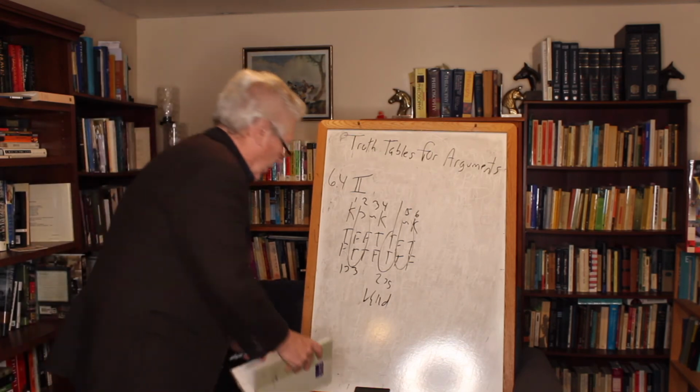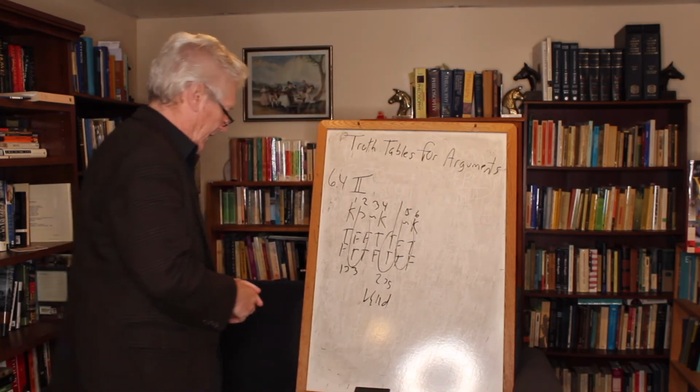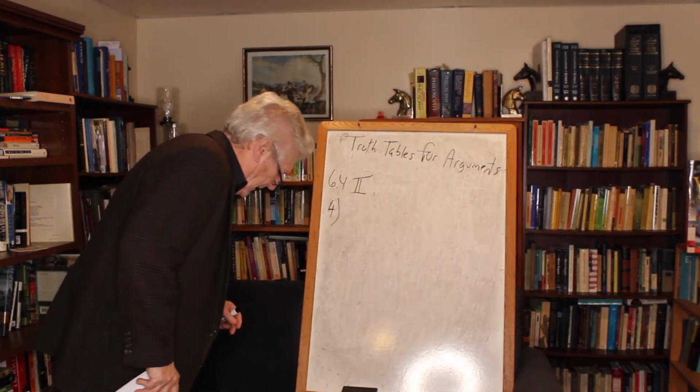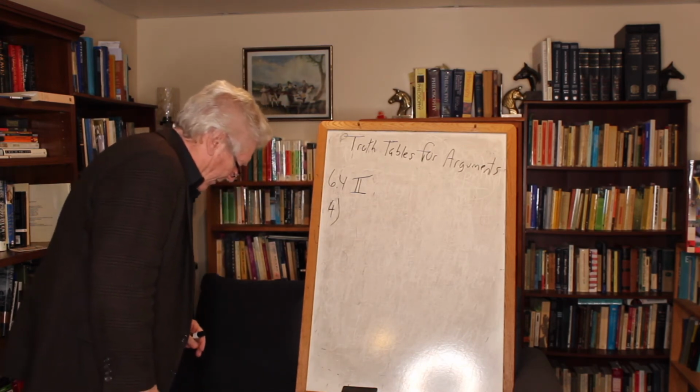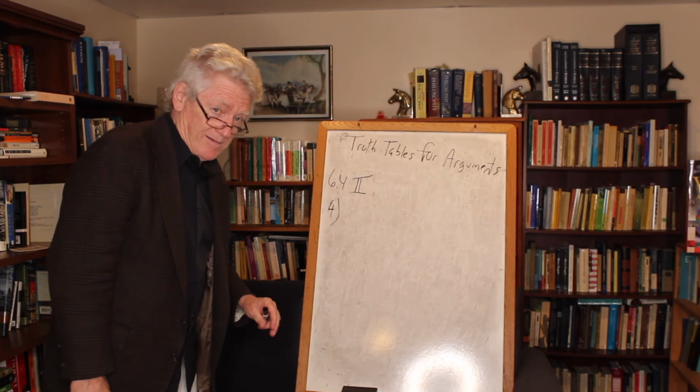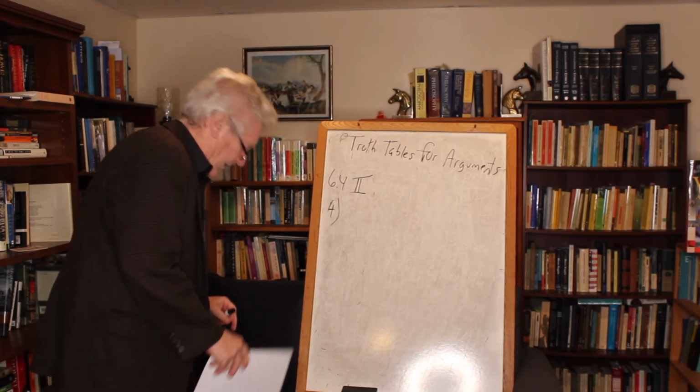Let's take a couple more. Take numbers 4 and 7. Well, 4 says there are two premises. It's false that G and M are true. And then it says M is true or G is false. And then it says G is false.